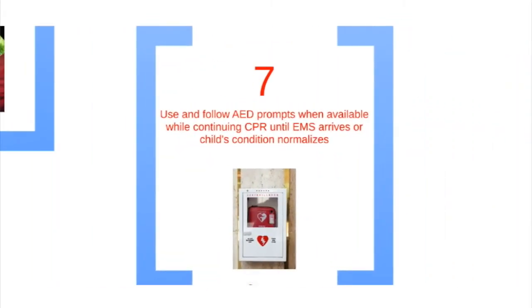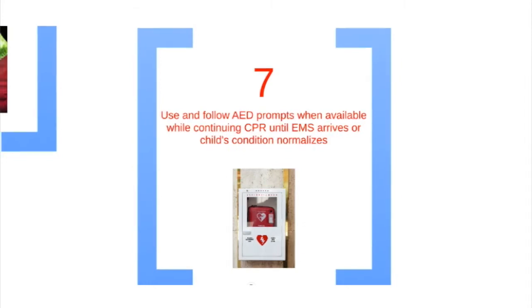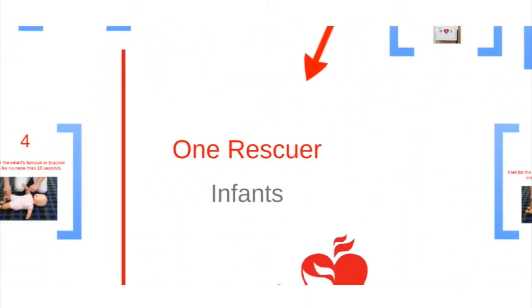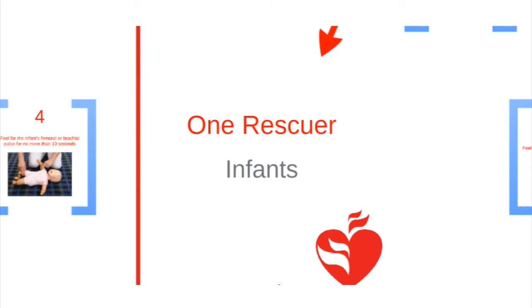Step 7 is to use the AED and follow the prompts. Continue this and CPR until EMS arrives, or the child's condition normalizes. Next, we'll go into basic life support for infants, which are considered to be from birth to age 1. We'll go over the process, starting with one rescuer.